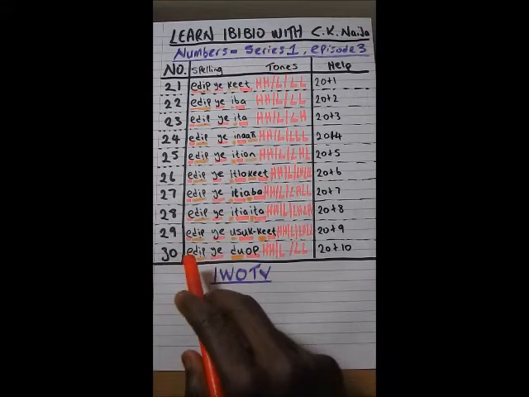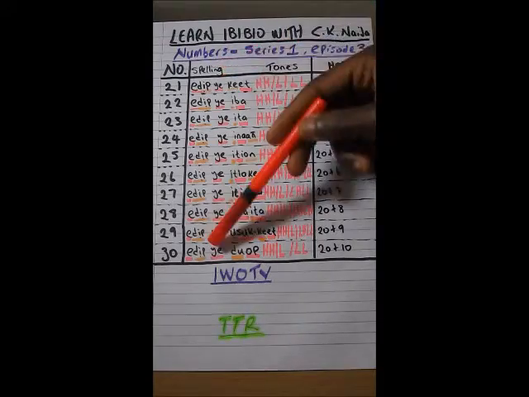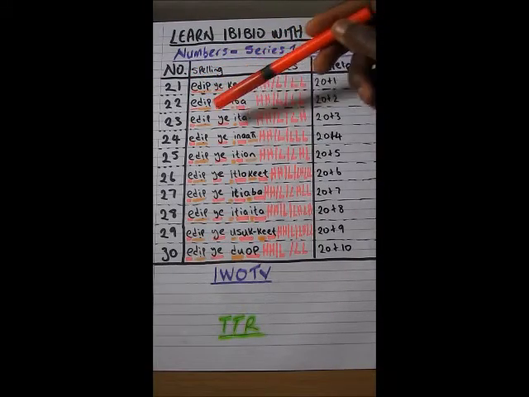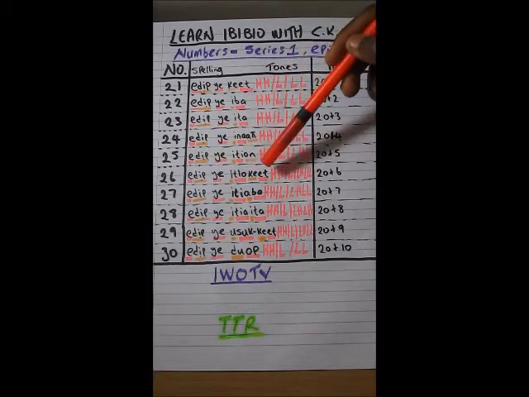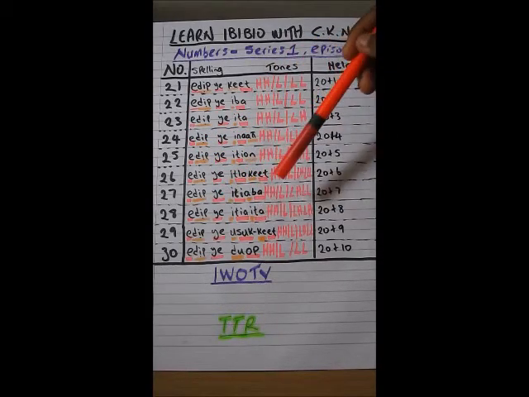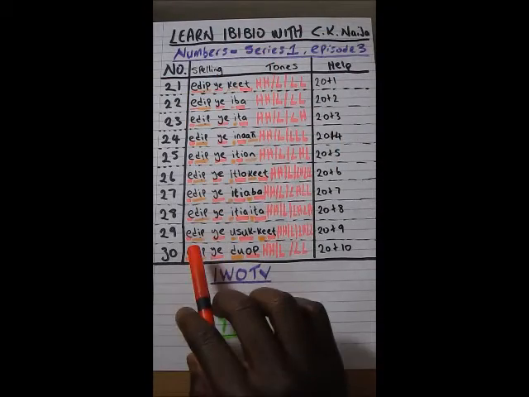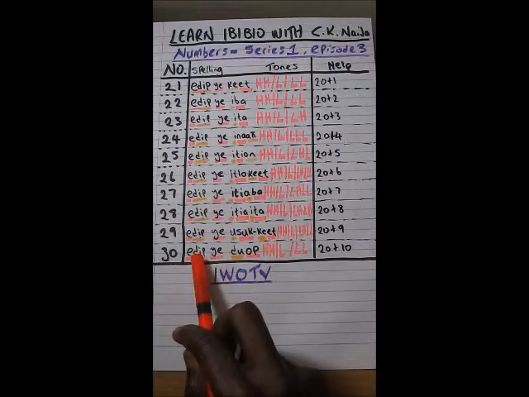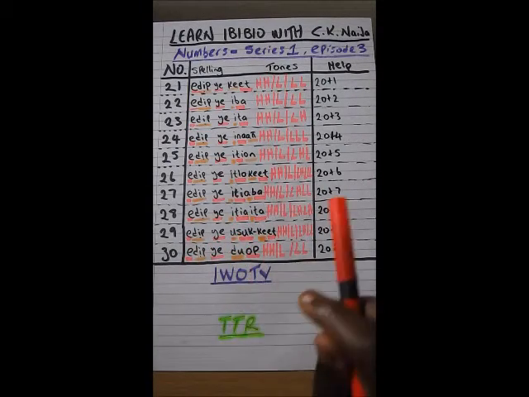Edap ye duop. So let's do a quick run through. Edap ye kid, edap ye ba, edap ye ita, edap ye nang, edap ye tion, edap ye tioket, edap ye tiaba, edap ye taita, edap ye socket, edap ye duop. So the word for 30 is edap ye duop. 20 and 10, 20 plus 10, 20 with 10.